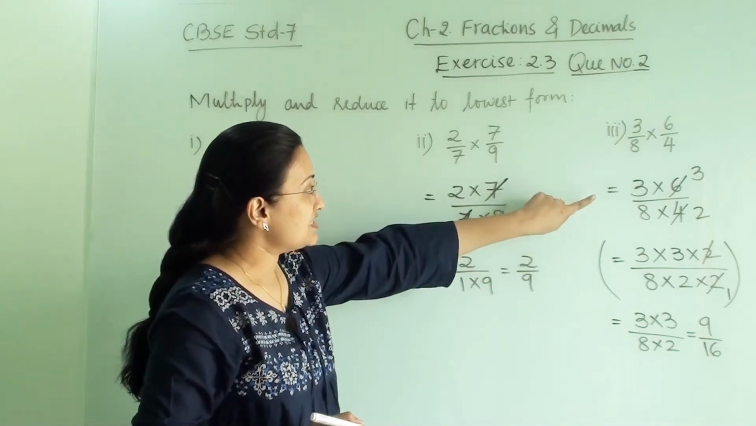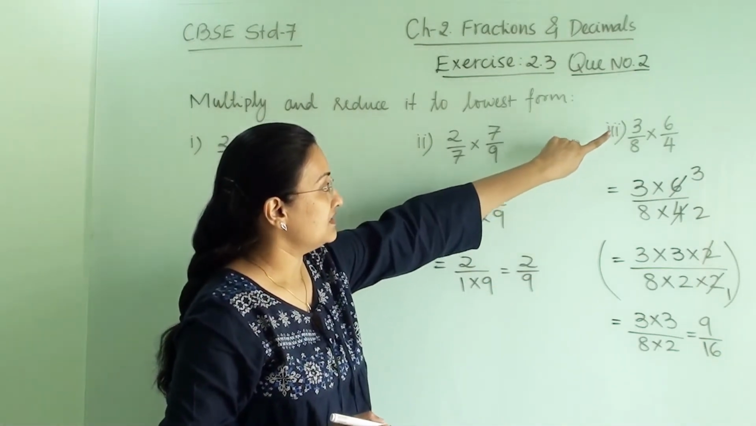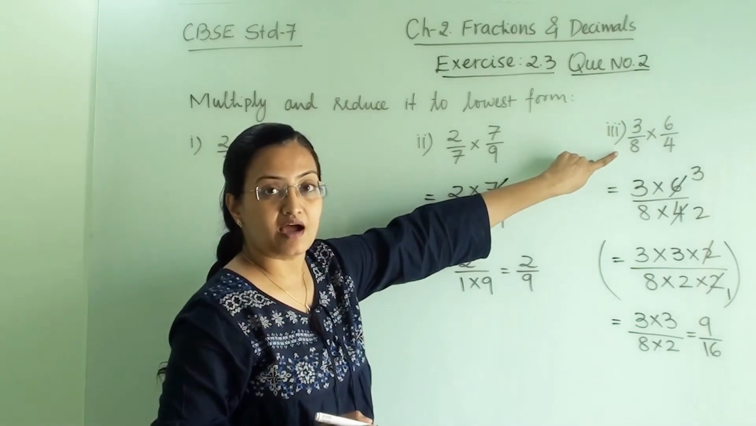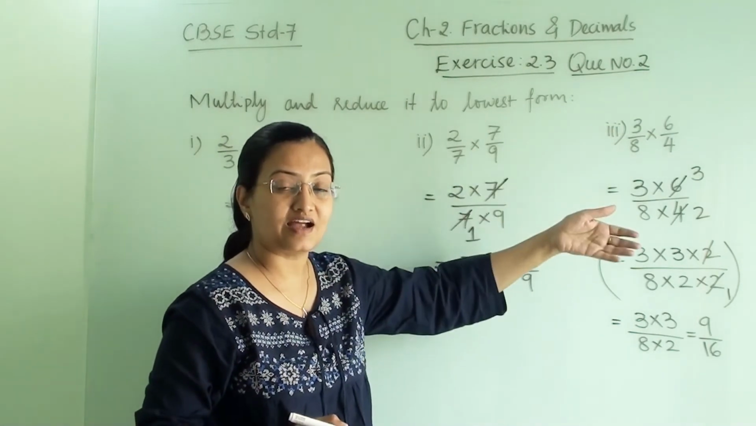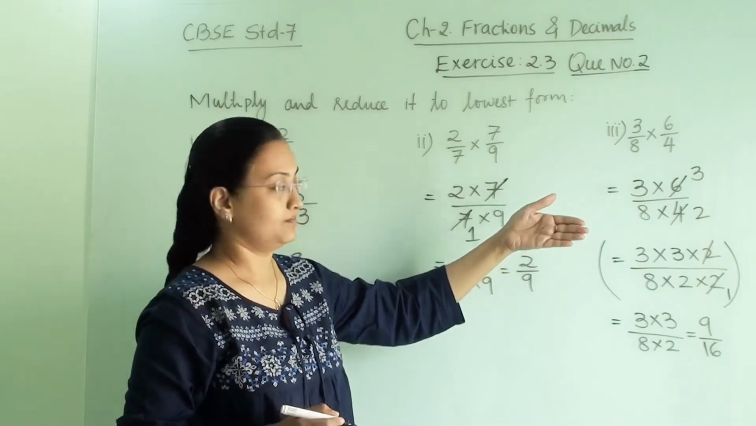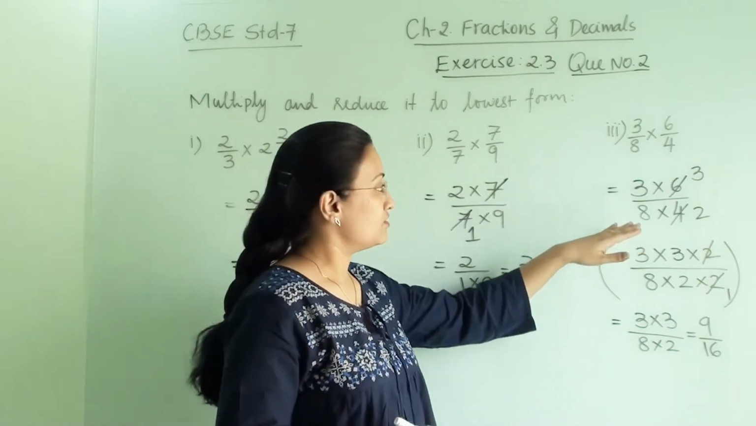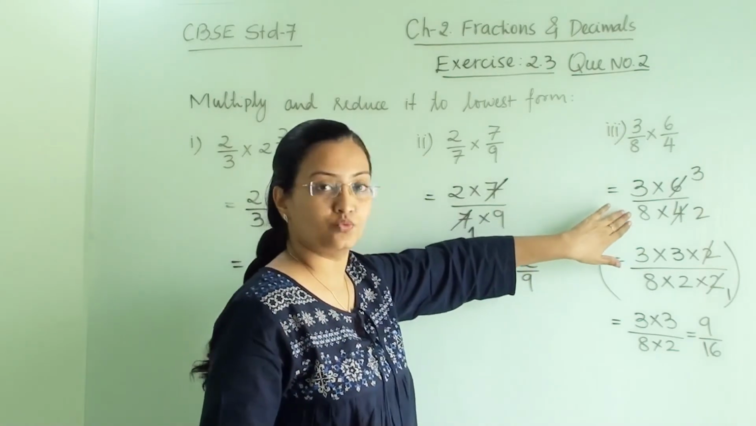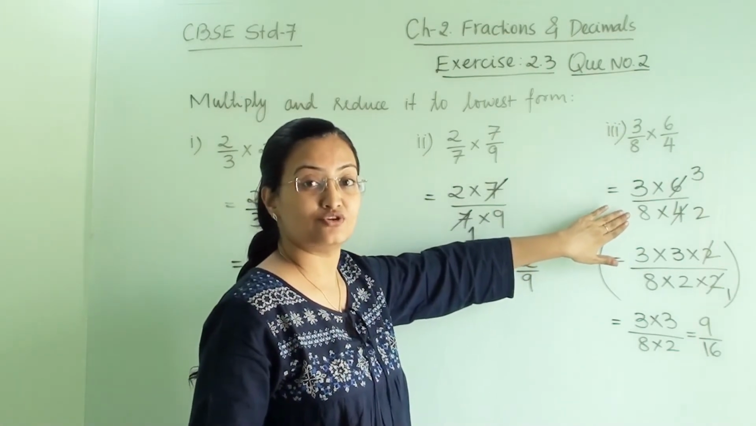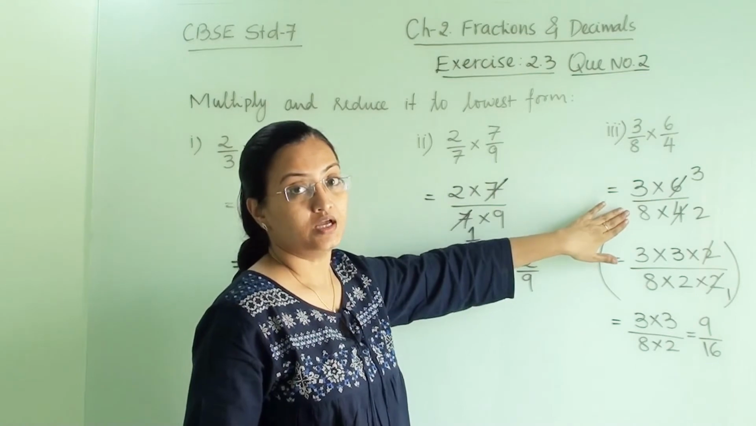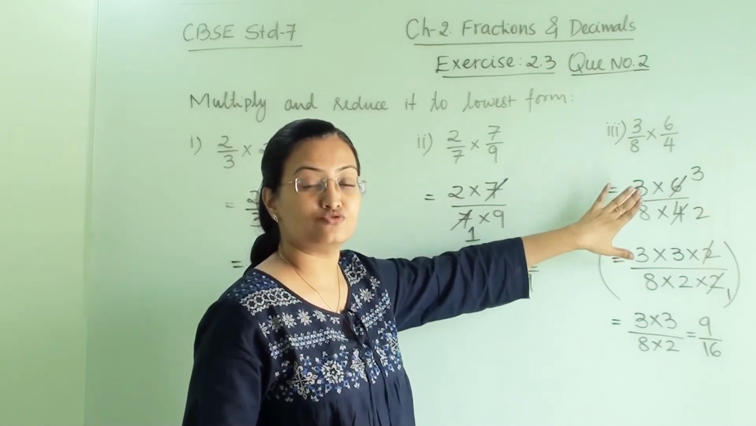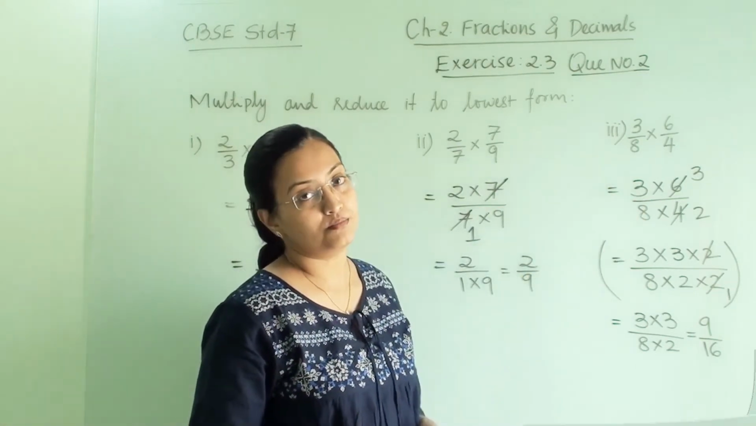Or we can just simply write the answer as 18 divided by 32, and after that divide. When the numbers are small, it is easy to divide. So it is advisable that you divide all the numbers and reduce it to lowest form over here. But you have to be careful that you do not leave any number behind.